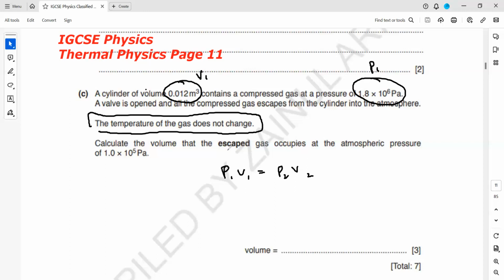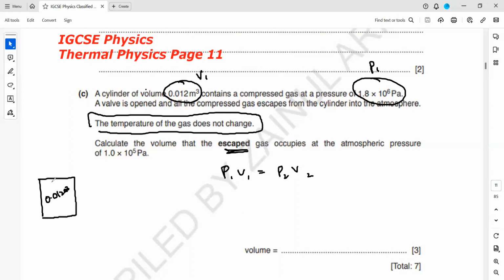Calculate the volume of the escaped gas. How much gas has escaped? Look, I'll draw a diagram here, even though it's not shown. You have a container, okay? The container has a volume of 0.012 meter cube.